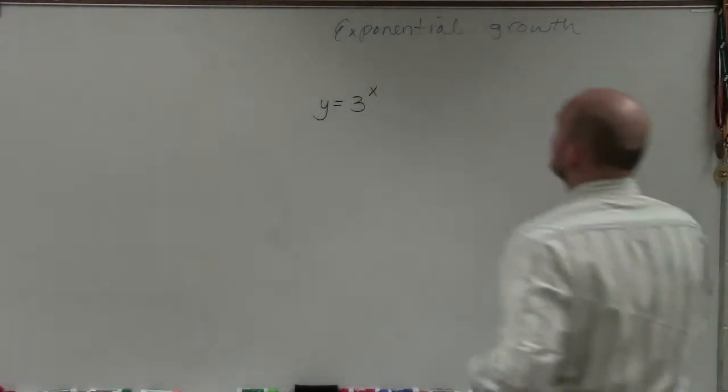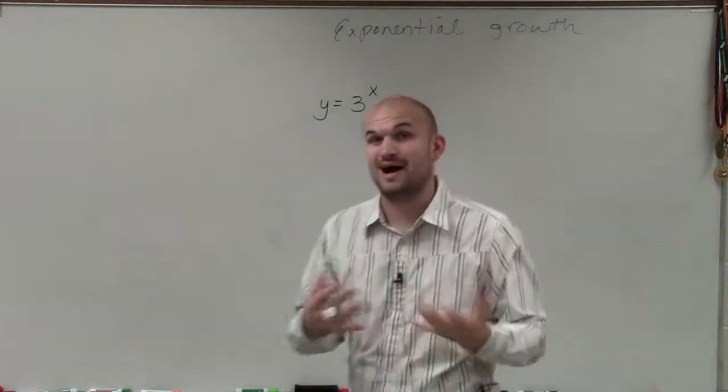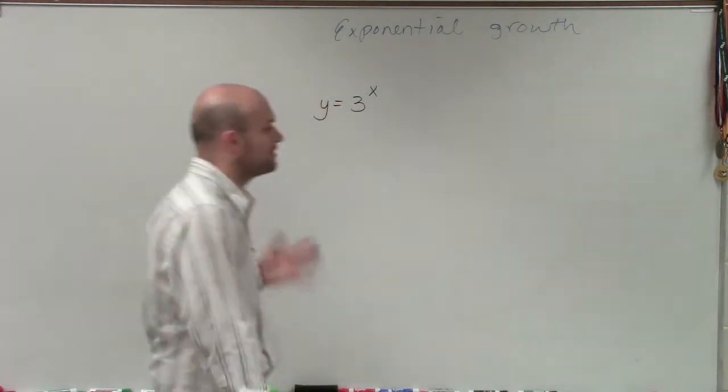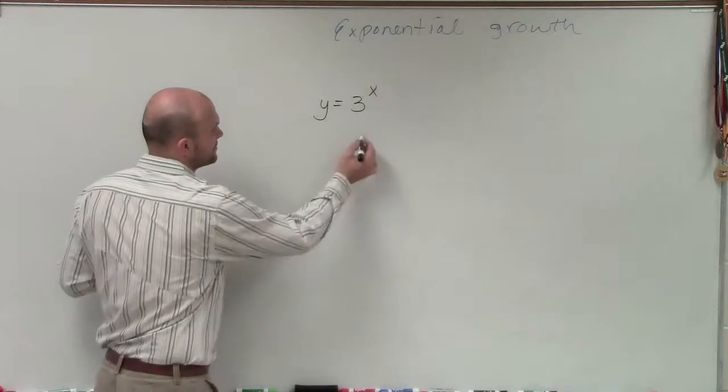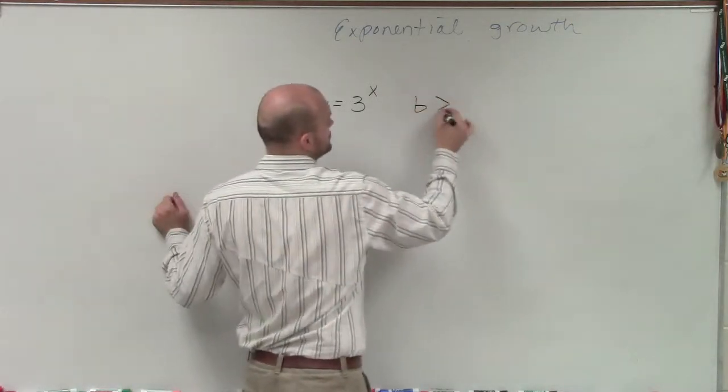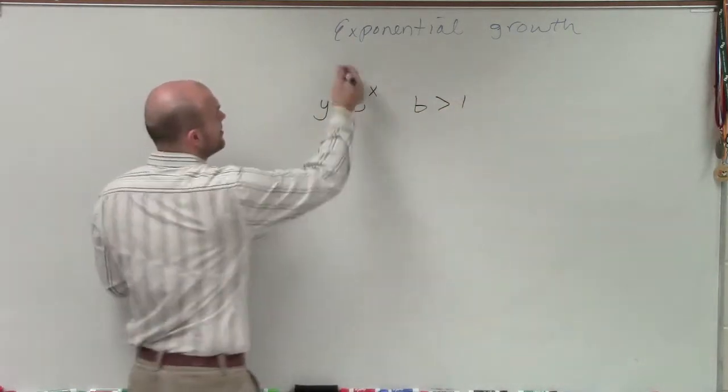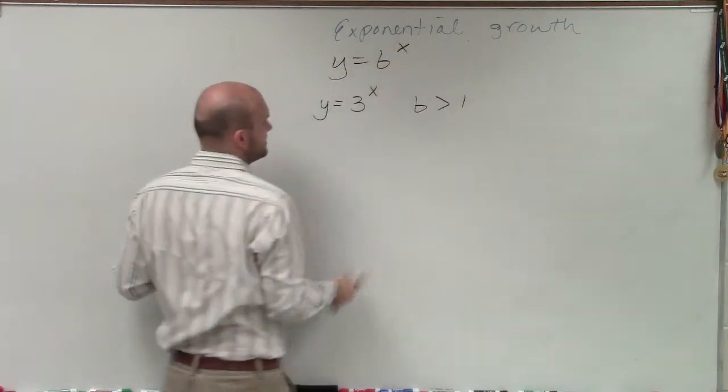So I want to make sure that we have what exactly here is we have y equals 3 raised to the x. And what I want to do is just show you how to graph this exponential. We want to make sure it's a growth exponential because we have b is greater than 1. Remember, our general form is y equals b raised to the x.